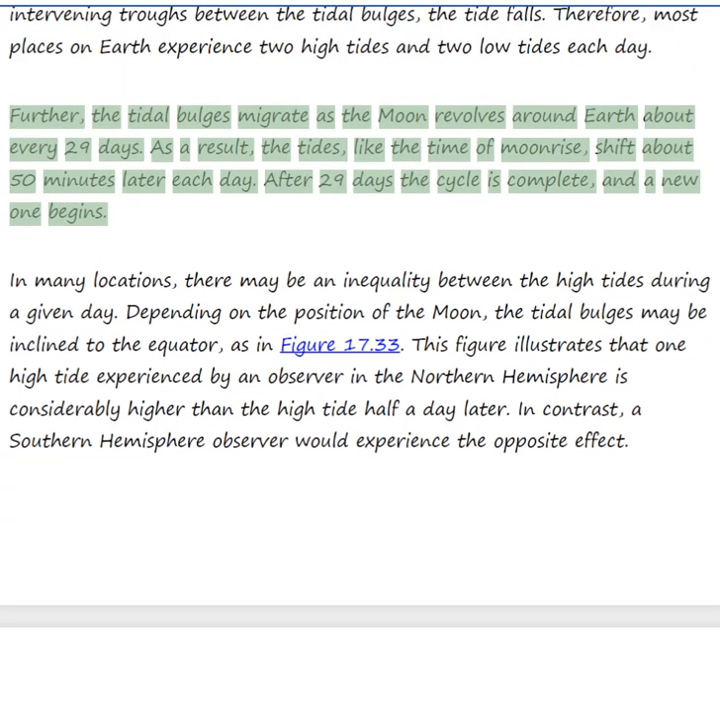Further, the tidal bulges migrate as the Moon revolves around Earth about every 29 days. As a result, the tides, like the time of moonrise, shift about 50 minutes later each day. After 29 days the cycle is complete and a new one begins.